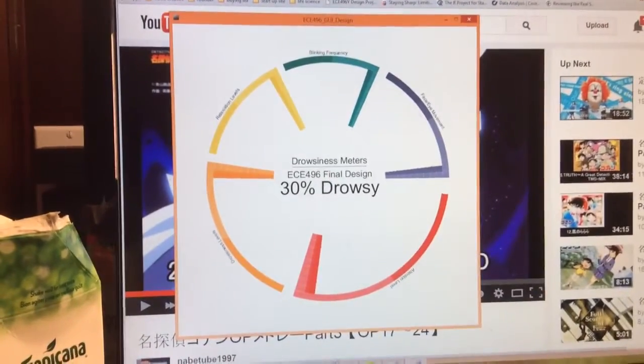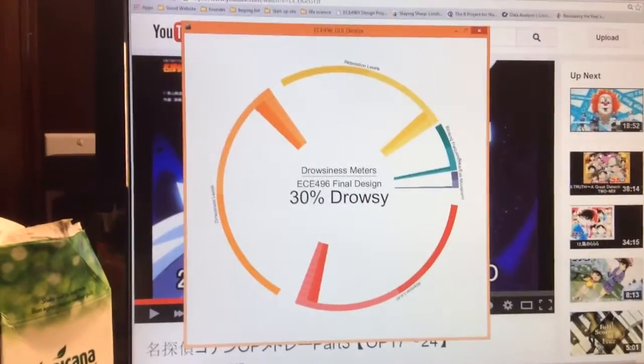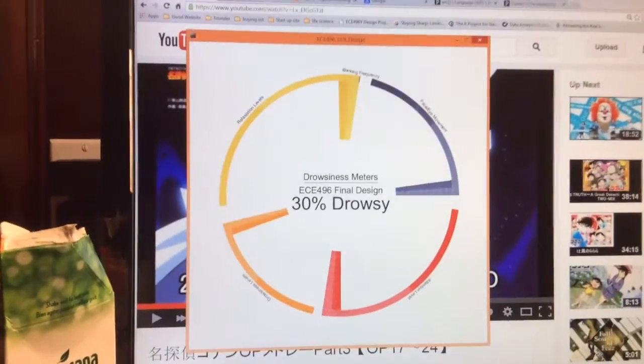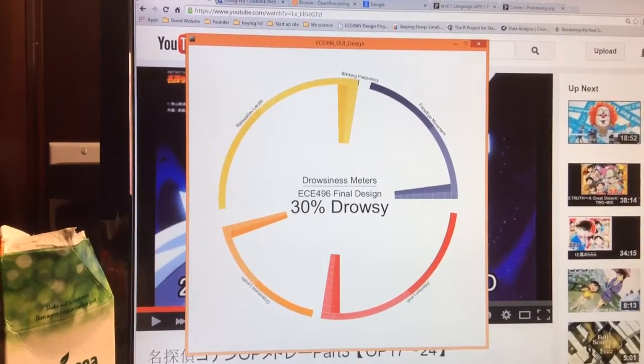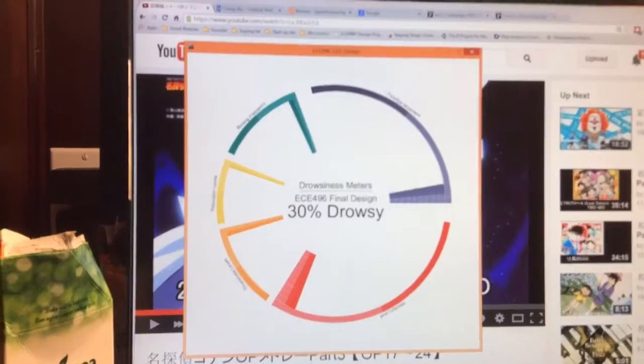Hello guys, we are working on the Drozdnik's ECE 496 final design for University of Toronto, the final design. And as you can see, this one is the testing of our GUI design, graphical user interface.